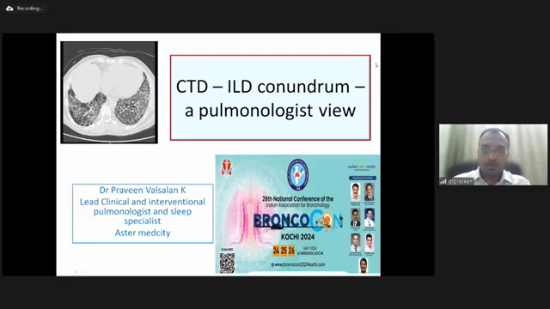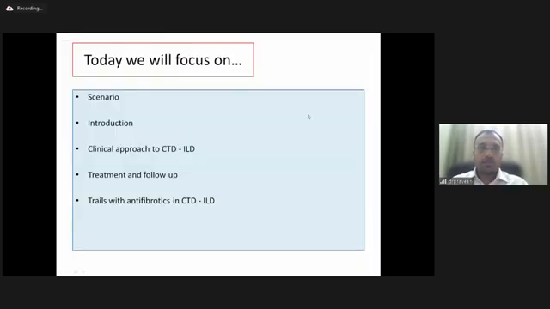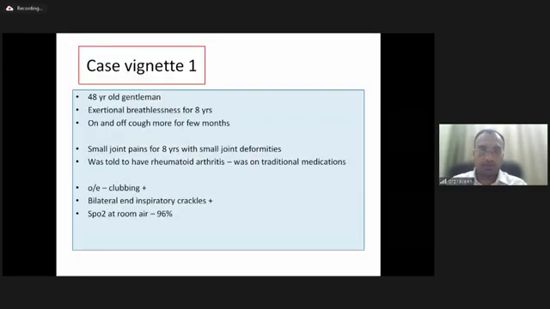So I'll be talking on this CTD ILD from a pulmonologist point of view. I'll touch upon the scenario and introduction, the clinical approach to CTD ILD, treatment and follow-up, primarily looking at the ACR guidelines, which have come in the last year, and some trials. This is a slightly longer talk, so I'll make it a little bit faster to finish it. And most of these, I think, we can even deal with in the later part of the question session also.